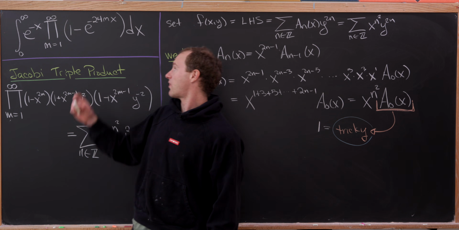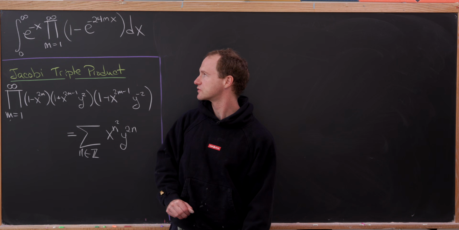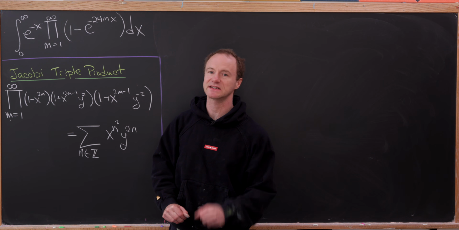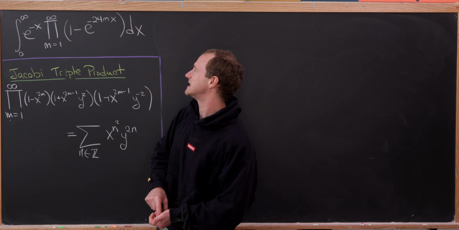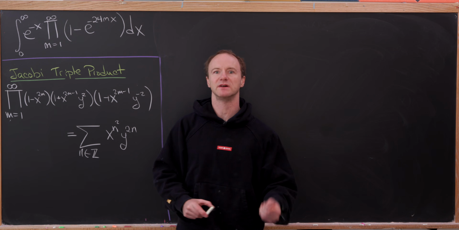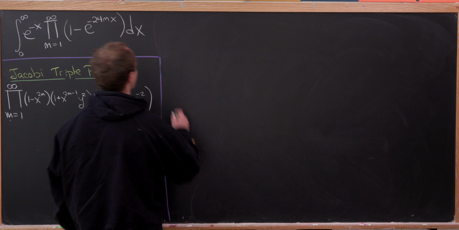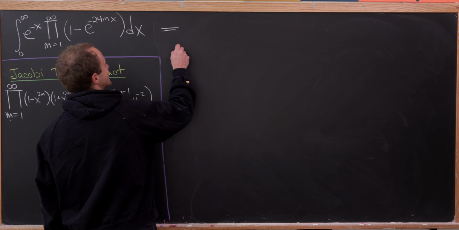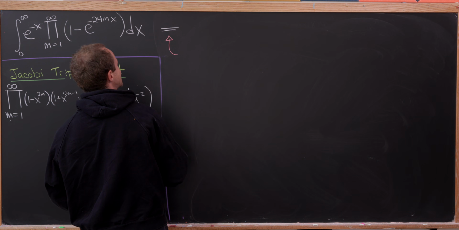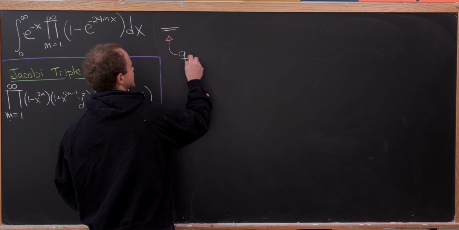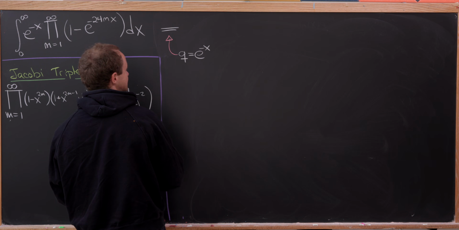Okay, so now let's apply that to our problem. So now to our goal, which is the integral from 0 to infinity of e to the minus x times the product as m goes from 1 to infinity of 1 minus e to the minus 24m times x. Okay, so we're going to start here with a substitution. And that substitution will be to set q equal to e to the minus x. So like I said, we're going to say q is equal to e to the minus x.